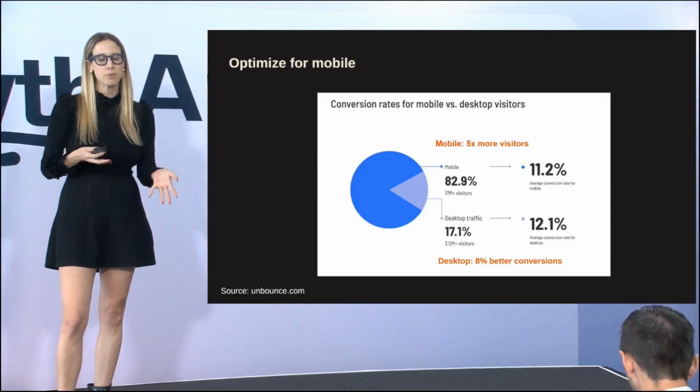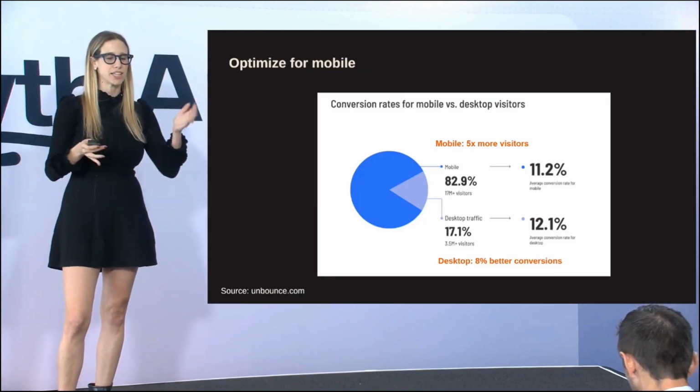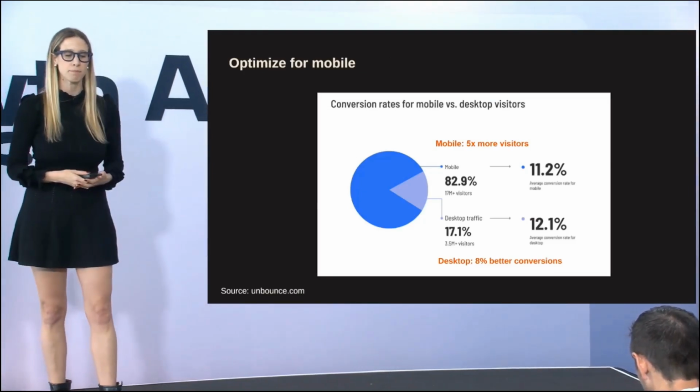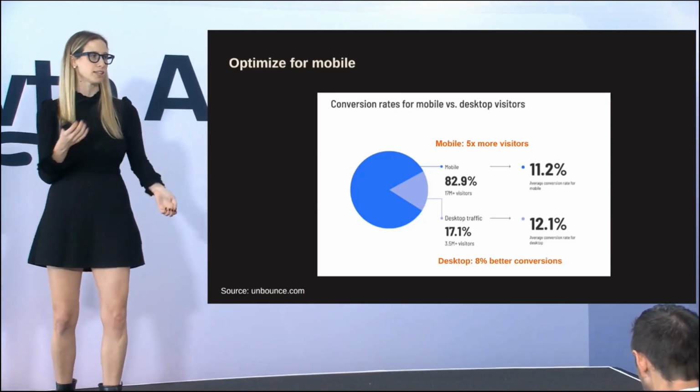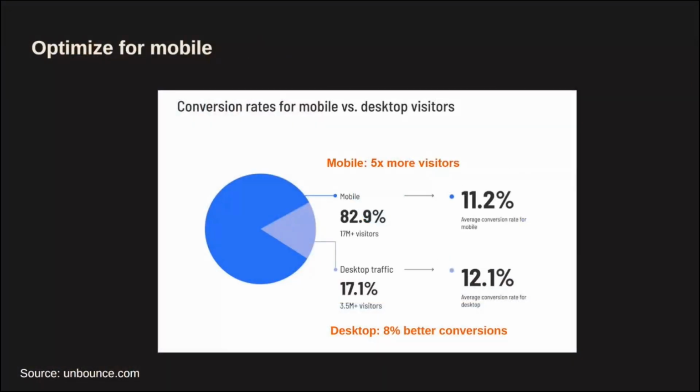Mobile, we all know this, but mobile gets 5x more visitors according to unbounce.com. Desktop does bring better conversion. So if people are on desktop, they're slightly more likely to convert, but still 5x more. It doesn't matter. So make the effort of seeing how a landing page looks on your mobile device, making sure that you don't actually have to scroll to get to things, that kind of thing.